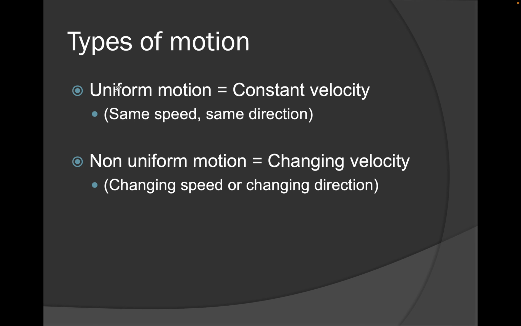Two types of motion, uniform motion and non-uniform motion. Uniform motion simply means the speed is the same, direction is the same, constant velocity.